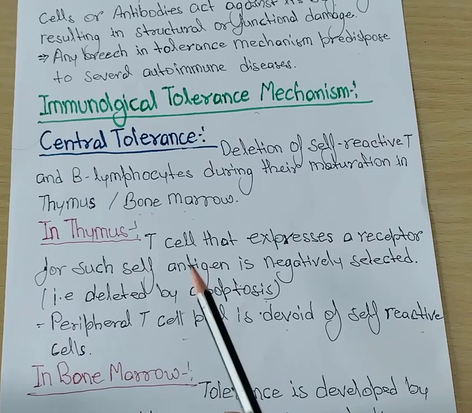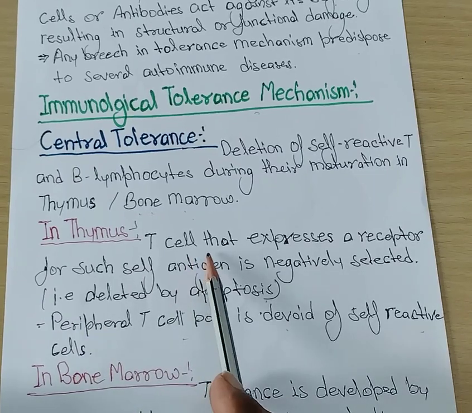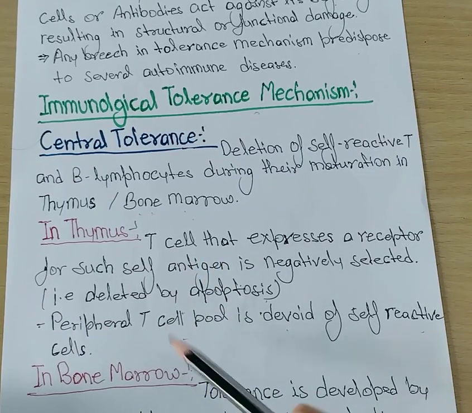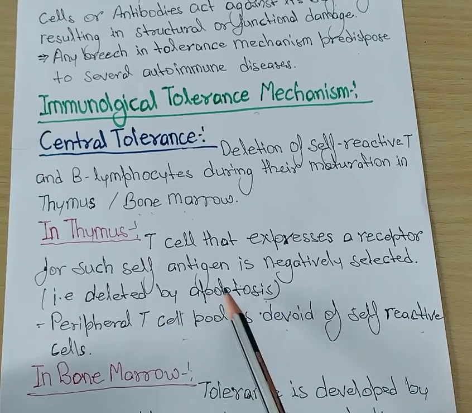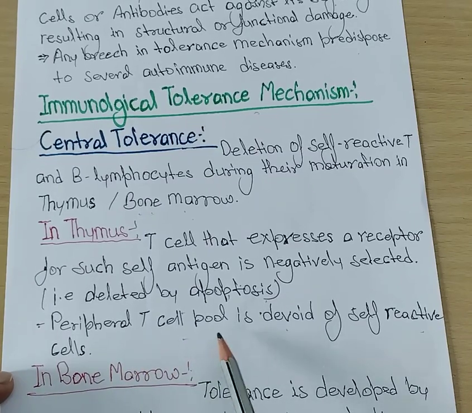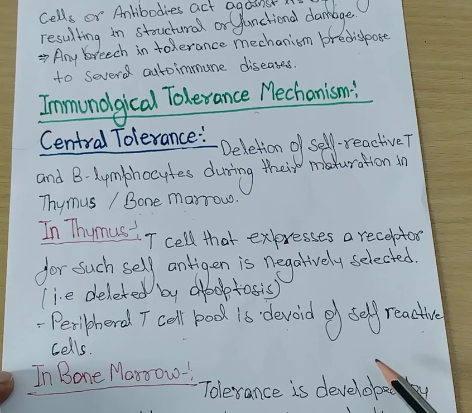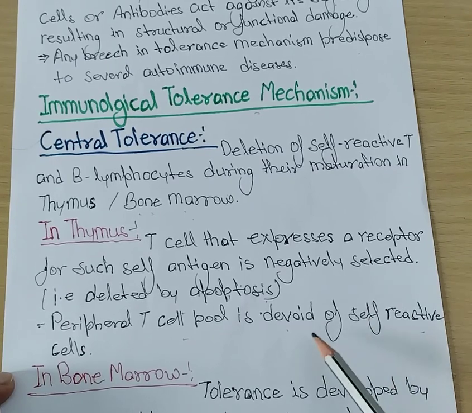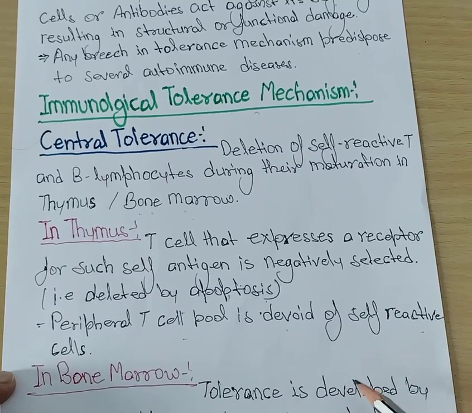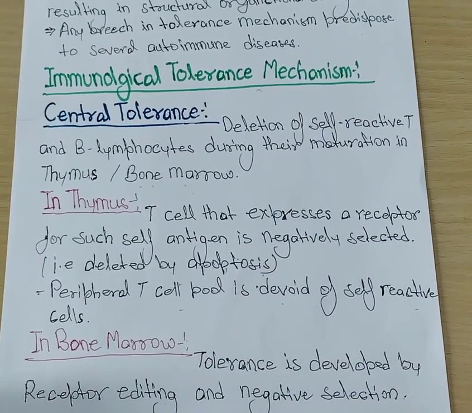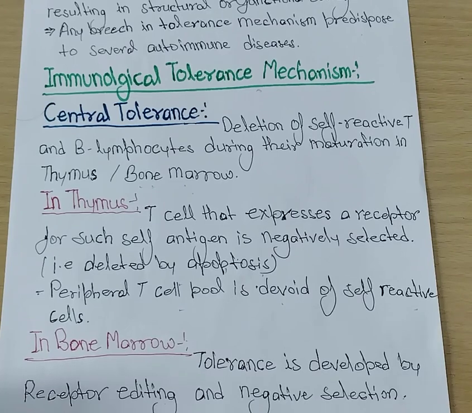In the thymus, T cells that have receptors for self antigen get apoptosed or deleted, so the peripheral pool of self-reactive T cells is reduced. In bone marrow, tolerance is developed by receptor editing and negative selection.